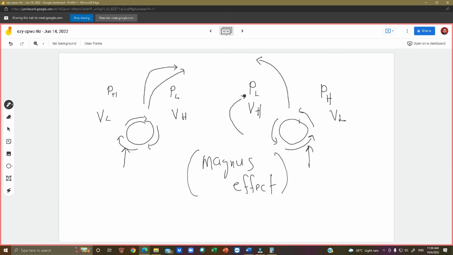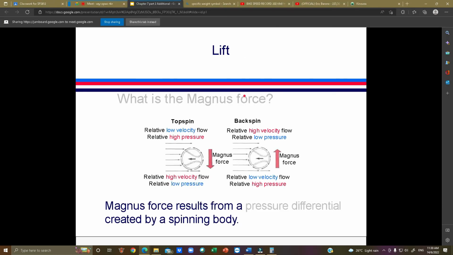Okay, so the higher pressure will move to the lower pressure. Ni yang terjadilah kat sini. Okay, kenapa dia naik ke atas? Because atas pressure dia lebih rendah. So pressure moves from a relatively high pressure place to a relatively low pressure place in order to balance up the pressure. So the Magnus effect results from a pressure differential created by a spinning body.